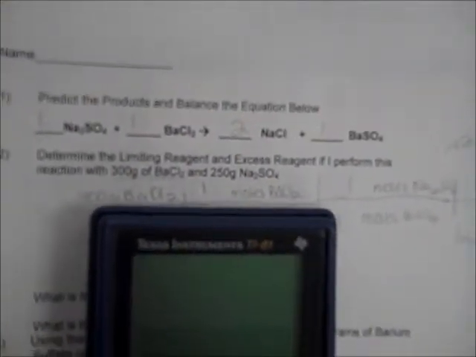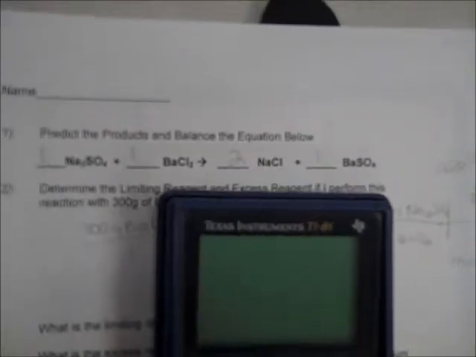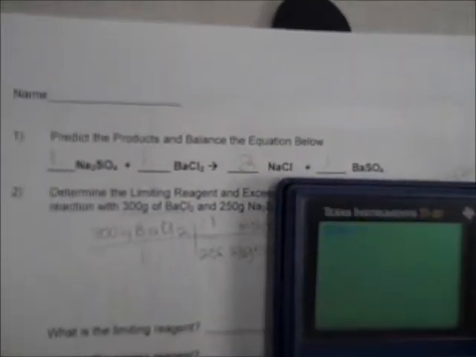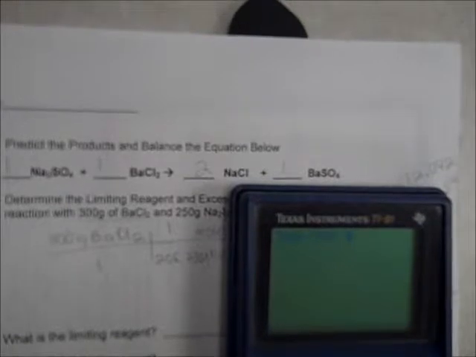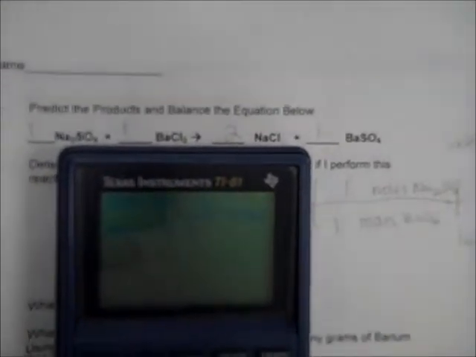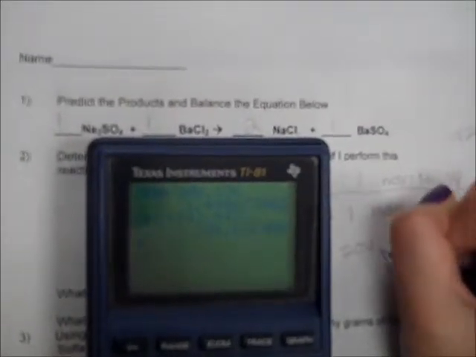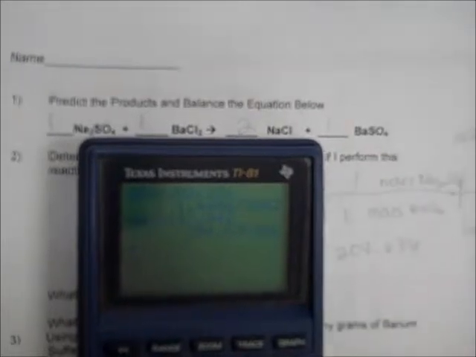And to get from BaCl2 to Na2SO4, you have to divide 300 by 208.236, enter, and you multiply by 142.042, and you get 204.636, and that is your Na2SO4.